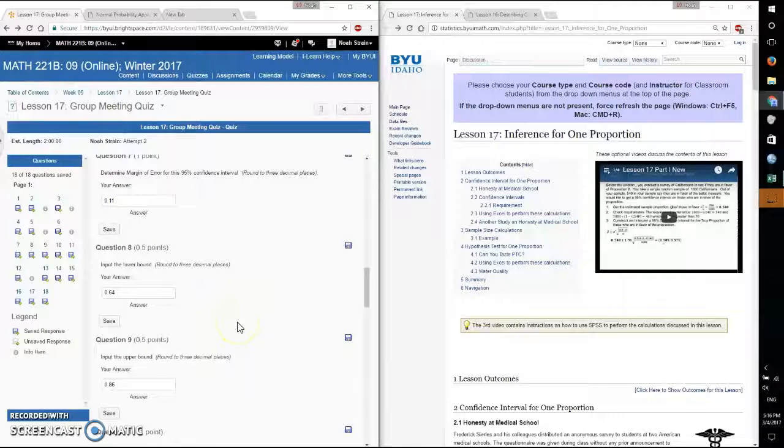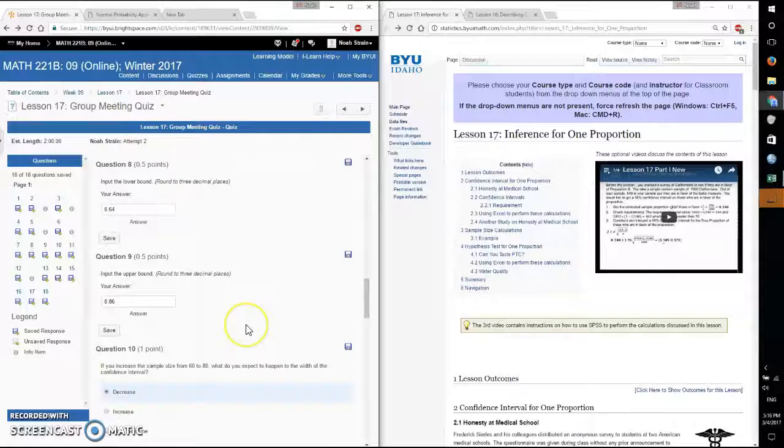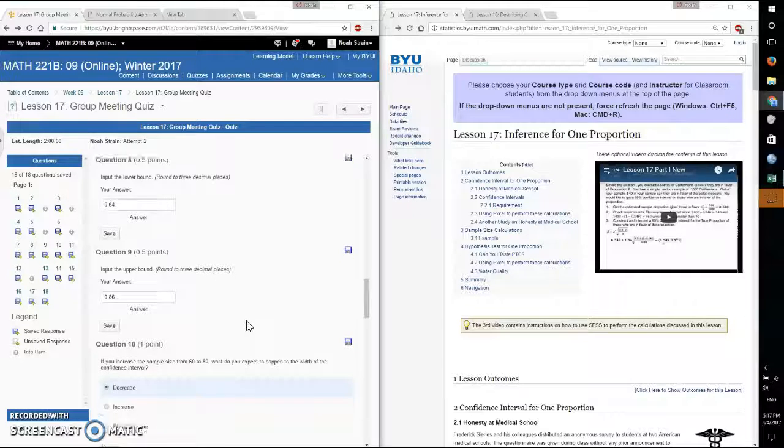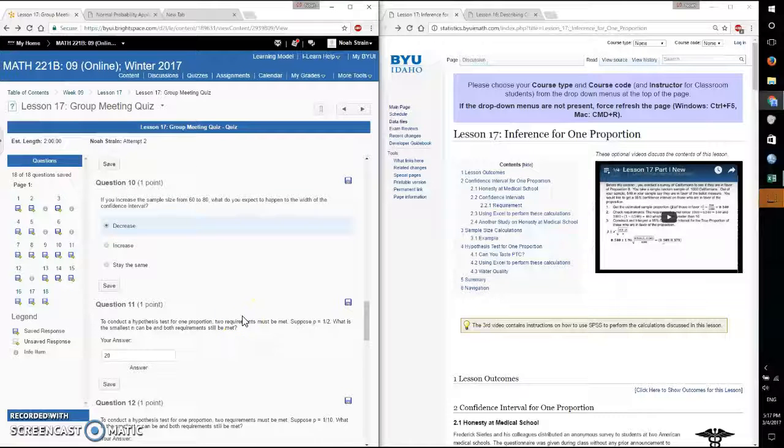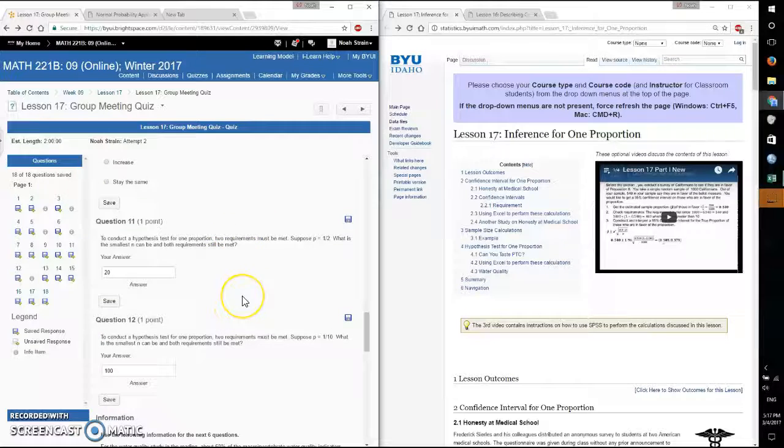And so then the lower bound would be p hat minus this value we just found, this margin of error, and that's 0.64. And then the upper bound is the addition portion, which is 0.86. If you increase the sample size from 60 to 80, we expect the confidence interval to decrease because there's a larger sample. So it gives us a better estimate about what the true mean is.